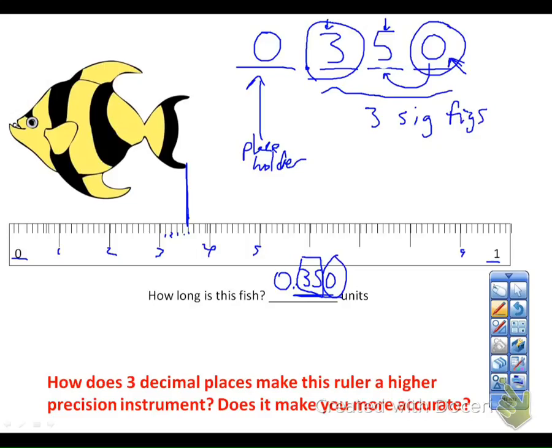How about the accuracy? Does this make you more accurate? Again, yeah, because the more that you can definitely say the 3 is right, the 5 is definitely right, you can be more accurate and get closer to the real value. With the first ruler, it was a poke and a hope. We said 0.3, 0.5, 0.9, all of those values were acceptable for that ruler. That's really not good enough for measurement.